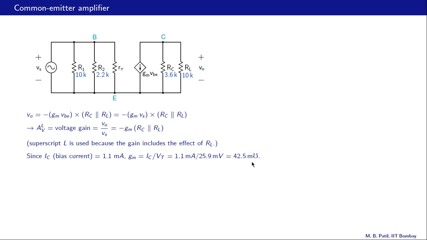And now all we have to do is to substitute that in this expression, and we'll get a number for the gain. So AVL is then minus 42.5 millimhos times 3.6K in parallel with 10K, and that turns out to be minus 112.5. There is a significance to this negative sign here, and what it says is that if this Vs is increasing, then VO will decrease. So they are out of phase with each other.